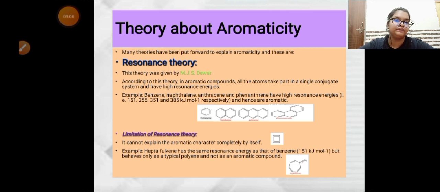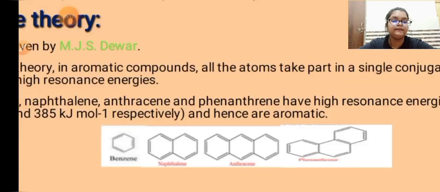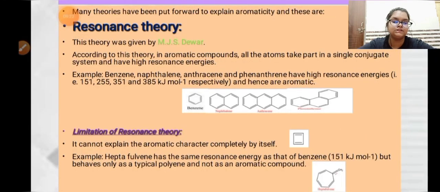The first theory is the resonance theory. This theory was given by M.G.S. Sivaram. In this theory, he states that in aromatic compounds, all the atoms take part in a single conjugate system and have high resonance energy. Single conjugate system means that double and single bonds are present continuously. They are not crossing each other. It means the more double bonds present, the more energy is released, and the more energy released, the more stability.